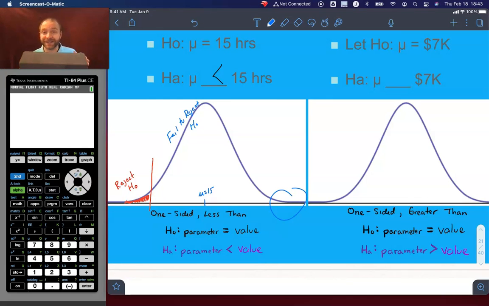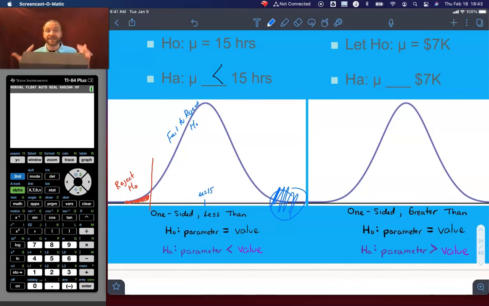Because if they tell me the battery life of my cell phone is 15 hours and I get 60 hours out of it, awesome. I'm not going to be upset. So that's why this one's left-tailed: we only care if our battery is less than 15 hours.